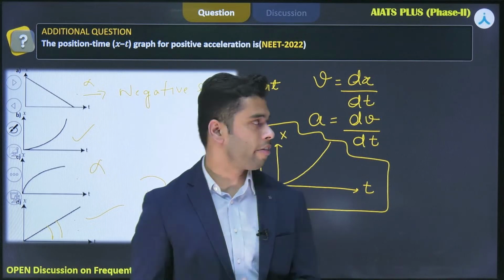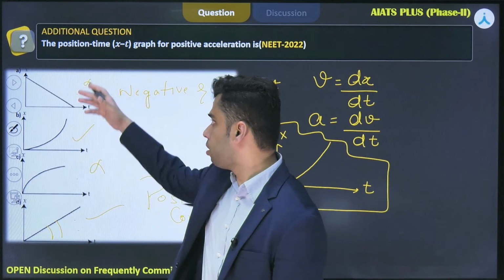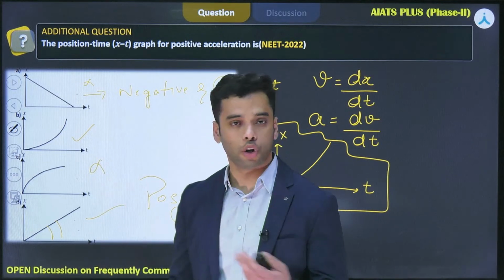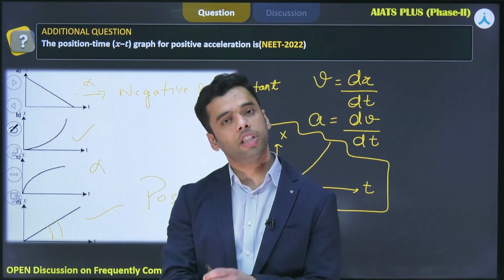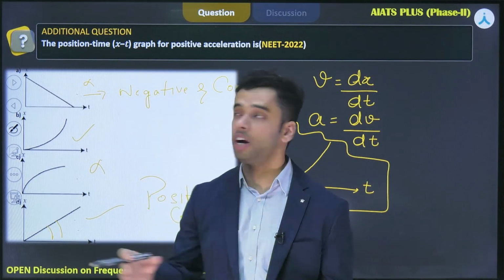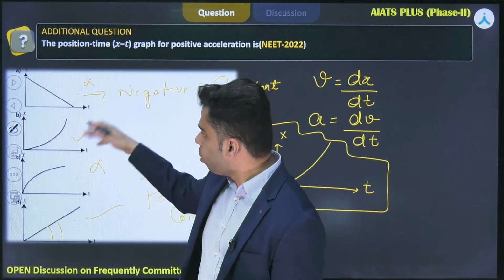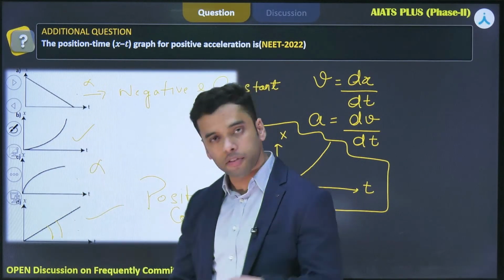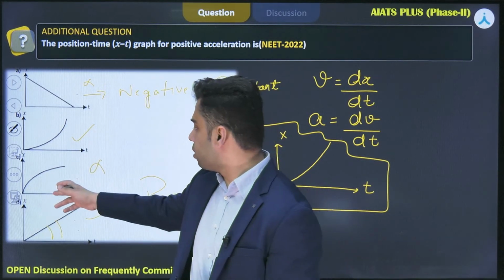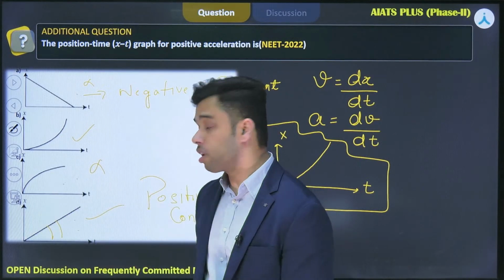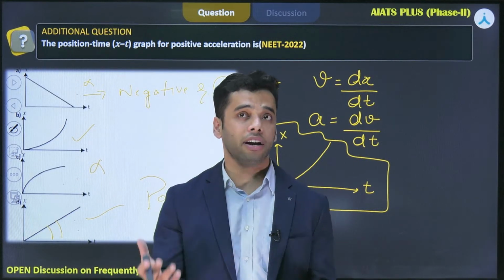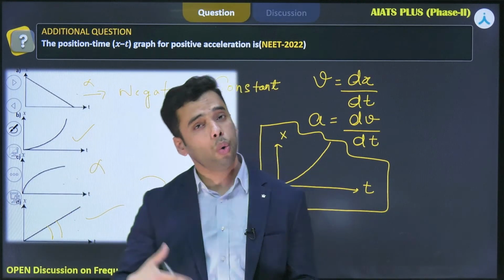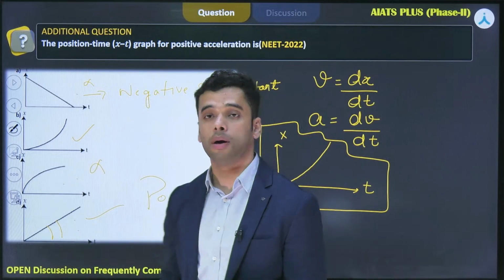So I recommend that you must be very clear with the concept of slope, because if you try to solve this problem with the help of slope, two of the options are having the constant slope, so you can very well nullify the two options, and you only have to pick the answer between B and C. Again, with the help of slope, you can figure out that this C part cannot represent the positive acceleration because the slope is negative. So the only part that can represent it is option B.